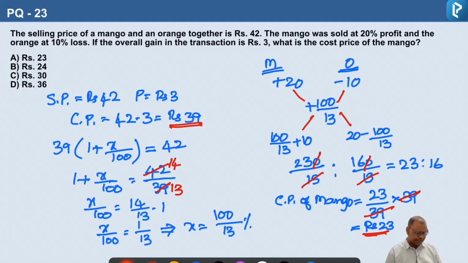So initially we found out the cost price and the overall profit percentage, gain percentage, and then using the alligation method we found out the ratio of the cost prices of mango and orange. So using that ratio we can find out the cost price of mango or cost price of orange. So here the cost price of mango is 23 rupees. That is option A is the right answer.